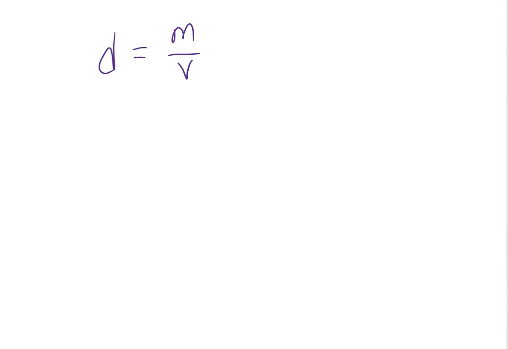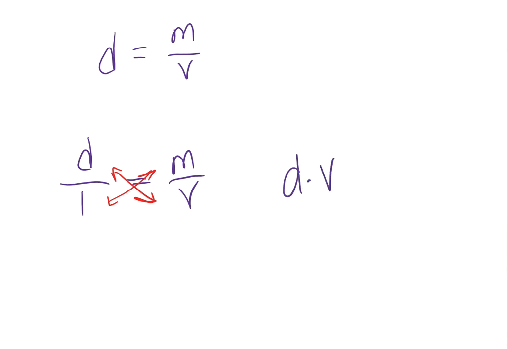So on the left side we simply have d. We can rewrite that and just say d over 1, because we know if we divide anything by 1, the value remains the same. And then I have m over v. And so from there we can cross multiply. And so when we cross multiply, we'll see that we end up with density times the volume is equal to the mass times 1. So technically we can ignore that 1 and we can just say that the density times the volume is equal to the mass.